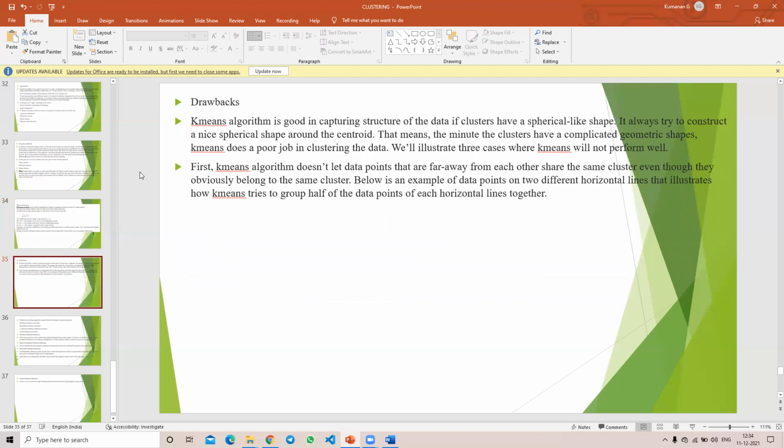Next, drawbacks of the K-means algorithm. K-means algorithm is good at capturing structure of the data. If clusters have a spherical-like shape, it always tries to construct a nice spherical shape around the centroid. That means the minute the cluster has a complicated geometric shape, K-means does a poor job in clustering the data. We will illustrate three cases where K-means will not perform well.